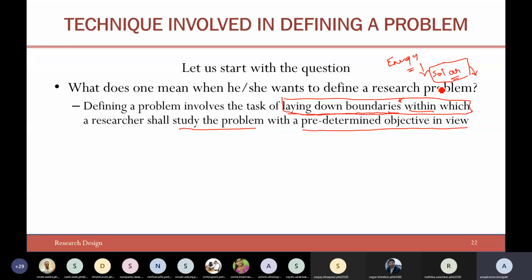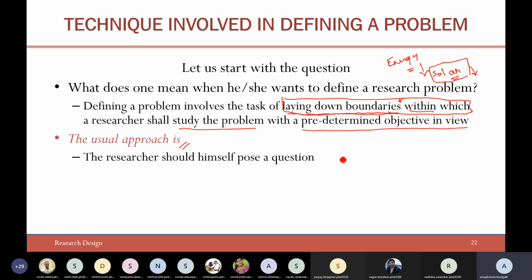When you get certain questions, you should be in a position to restrain yourself. You should be able to tell which question falls within the boundary and which falls outside it, so that you can clearly judge whether it is what you are trying to answer or something else. That is why this point is very important: laying down the boundaries within which the researcher shall study. So, what is the usual approach?